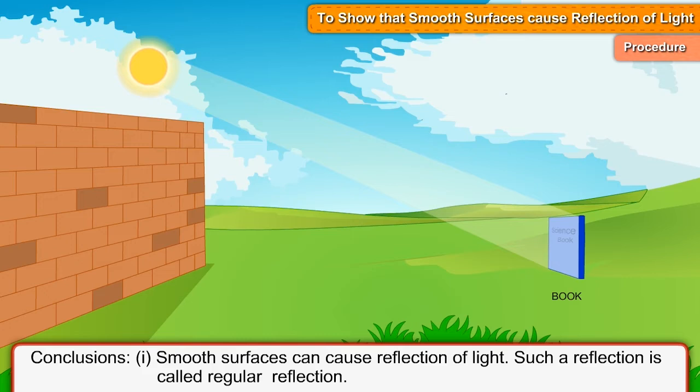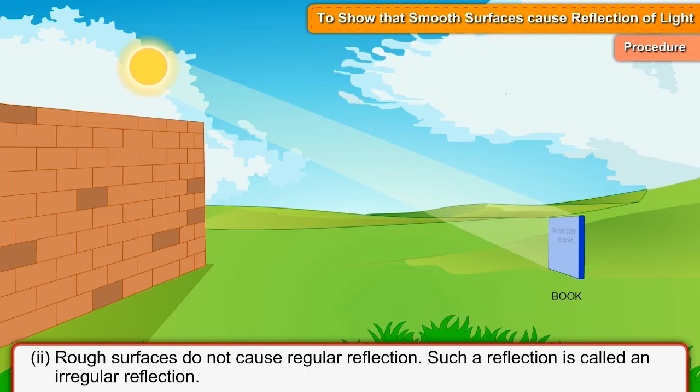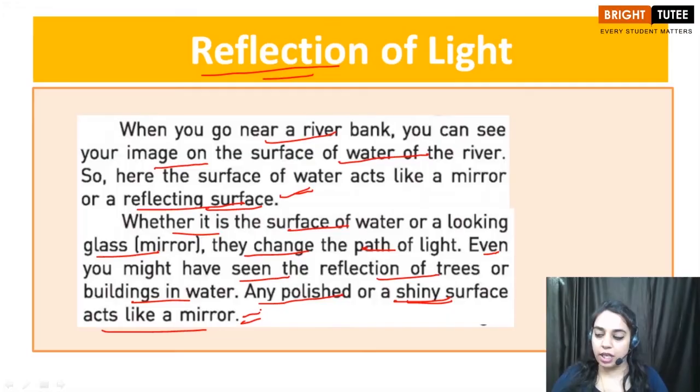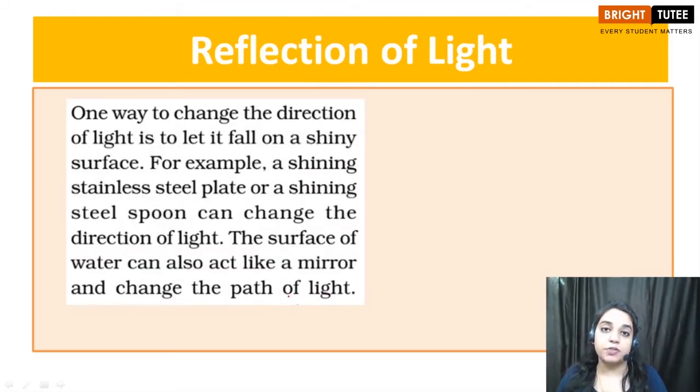Conclusions: 1. Smooth surfaces can cause reflection of light. Such a reflection is called a regular reflection. 2. Rough surfaces do not cause regular reflection. Such a reflection is called an irregular reflection. I really hope you have understood this, because children, this is the base of this lesson. If you know this, only then you will be able to understand the further topics.